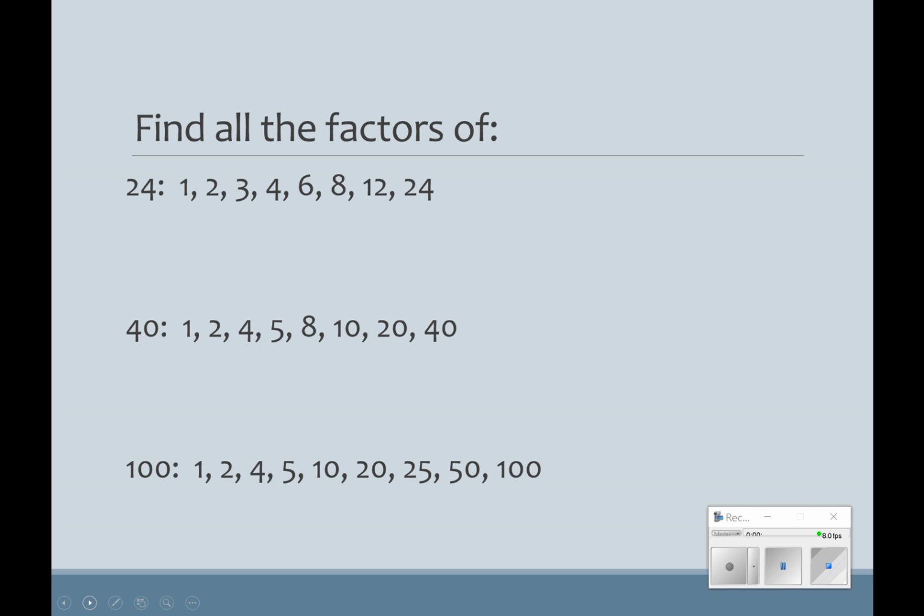Okay. I tend to do this in pairs. When I look at factors, I just look at what goes into 24. 1 goes in 24 times. 2 goes in 12 times. 3 goes in 8 times. 4 goes in 6. And then 5 doesn't go in, and my next number, 6, I've already got as a factor, so I'm done. So once I hit a factor that I've already hit, then I'm done.